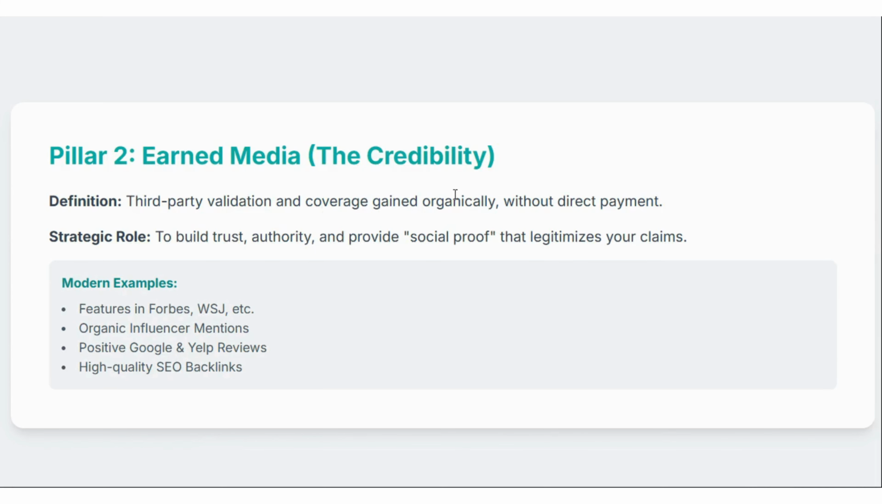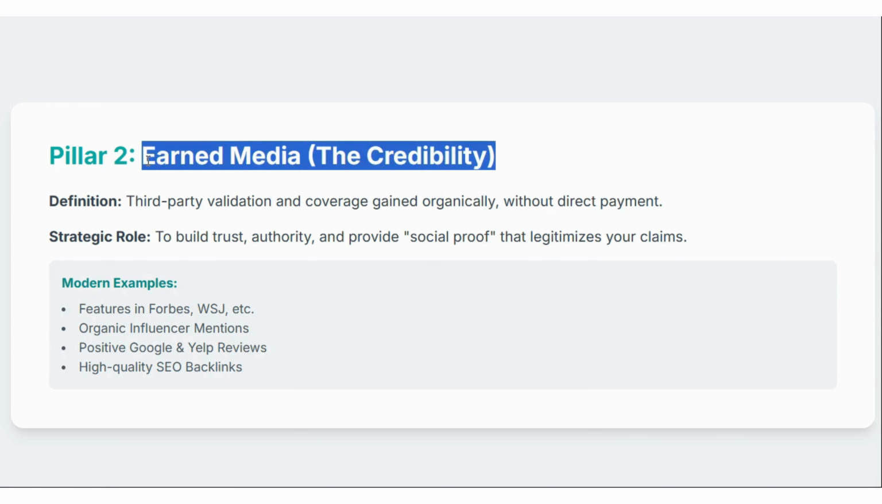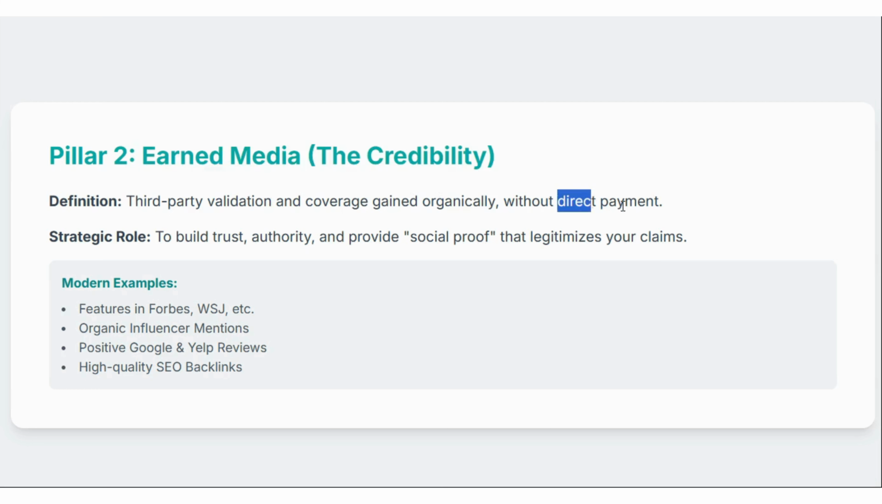Another pillar is earned media. It kind of gives you the credibility. What is it? It's kind of validation and coverage gained organically without direct payment. For example, you're a very famous business, you publish a report, you publish a press release, and others are kind of mentioning you or talking about your news. I'm sure it's very hard for startups or personal brands, but if you're lucky to get this kind of media, it will be helping you a lot. You don't pay the media, and they cover you.